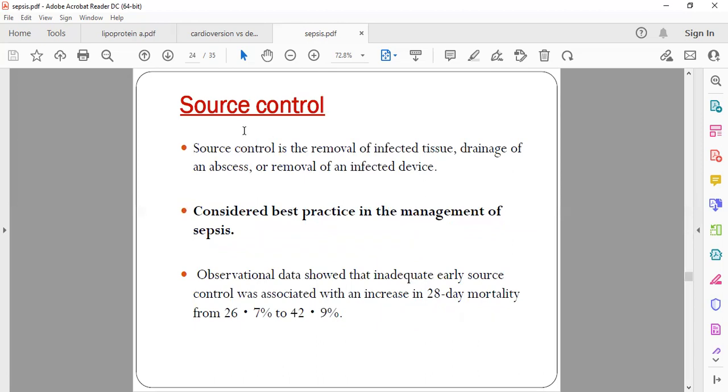Source control. Source control is the removal of infected tissue. So in any infection or sepsis, source control is the most important. Like if you find a source of sepsis, like an abscess or anything which has formed somewhere in the body, no matter how many antibiotics or fluids you give, if you do not remove that abscess or control the source of infection, the infection will keep on spreading. So it is considered the best practice in the management of sepsis.